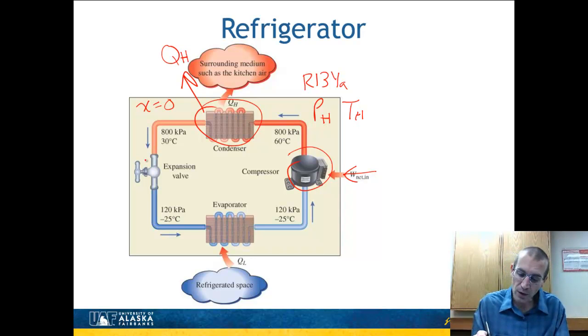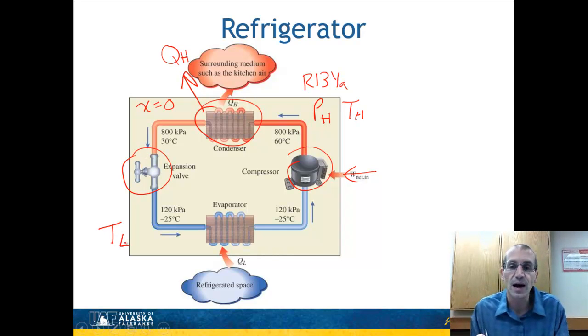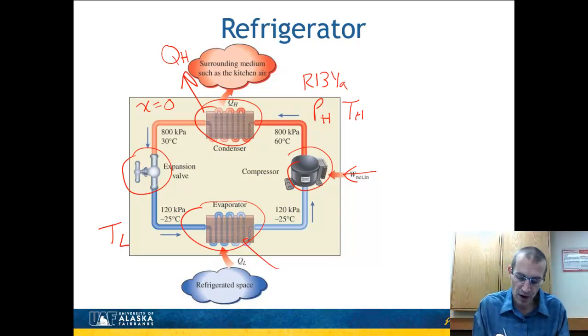Then it's going to run through a throttling valve where the temperature is going to drop, so now I'm going to have TL. And at this point, we go through the evaporator, which is the freezer box or refrigerator. This can absorb energy from a low temperature source, which is QL, and then it continues to run through that cycle.